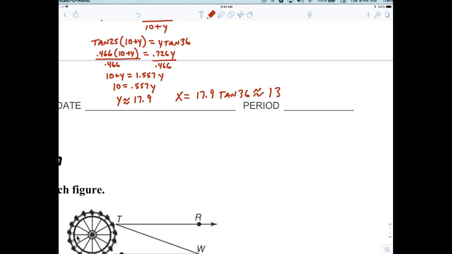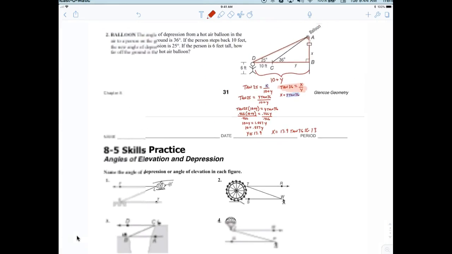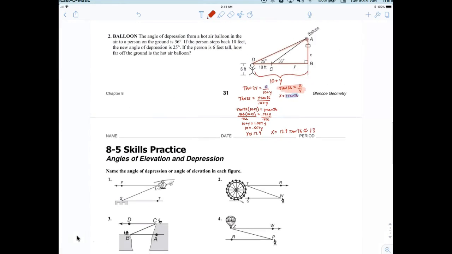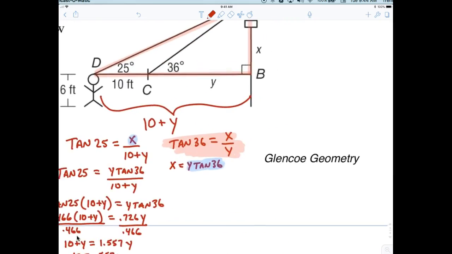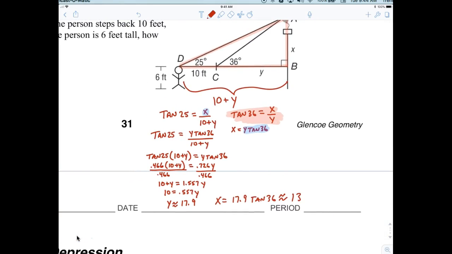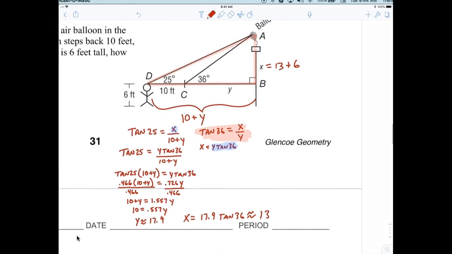All right. Now, all I did was solve for x and y just because I wanted you to see how to solve for x and y. But we have to answer the question. And the question says, how far off the ground is the hot air balloon? So the hot air balloon is what? 13 plus 6, so 19. And then plus the person's height. So we say it's roughly what?